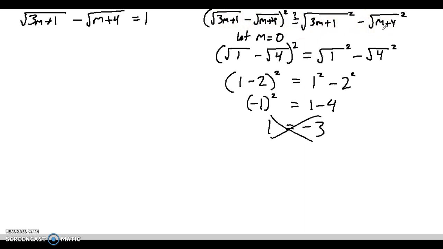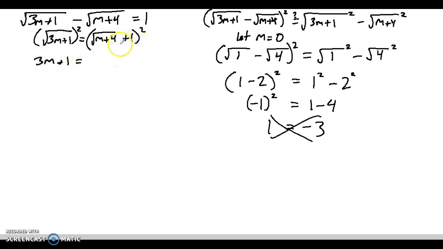What we're going to have to do is isolate a radical. Which one? Since I'm subtracting this one, I'm just going to add it to the other side, make things easy. So we have the square root of 3m plus 1 is equal to the square root of m plus 4 plus 1. And now we can square both sides. Left-hand side is easy to square. That's 3m plus 1.